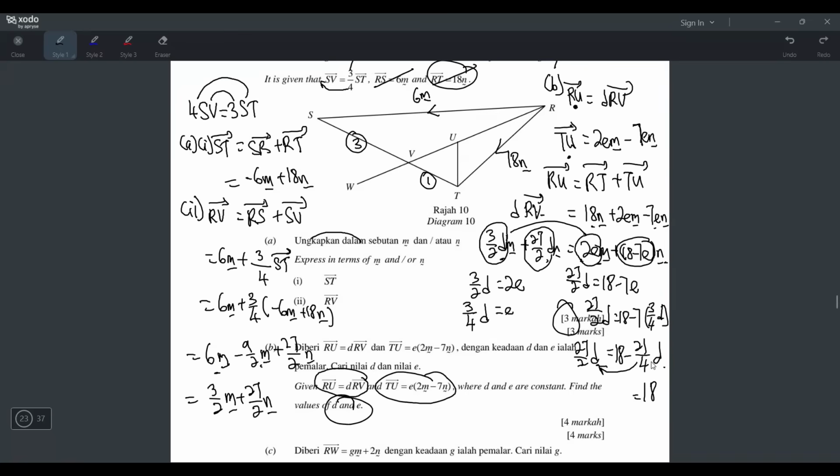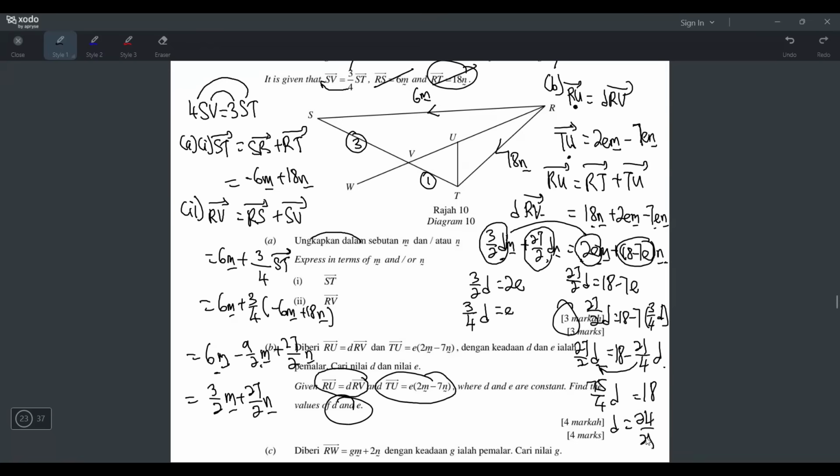So what is 27 over 2? Press calculator. Plus 21 over 4. Okay, my calculator gives me 75 over 4. But don't forget to write D. And now you can find your D. Just take 18 times 4 divide 75. 18 times 4 and then divide 75. Okay, I get my answer already, 24 over 25.